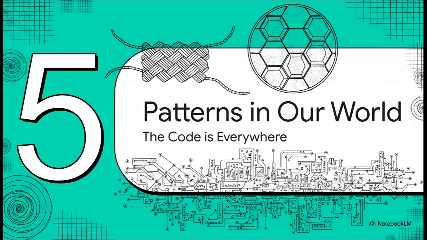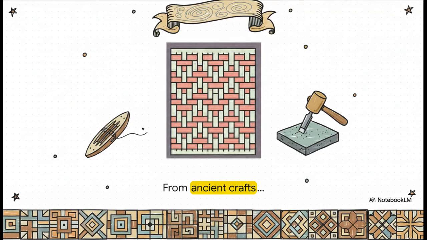From a simple over-under rule in weaving all the way to which shapes can tile a flat surface, it's clear that this hidden code of patterns is absolutely everywhere. It's a set of rules that governs both the things we make and the world of mathematics. You can see it in the timeless beauty of ancient crafts, right? Where people, just through intuition and tradition, figured out these powerful rules of repetition, and they used them to create things that are not only strong, but also incredibly beautiful.